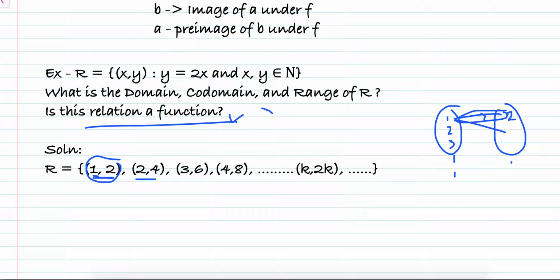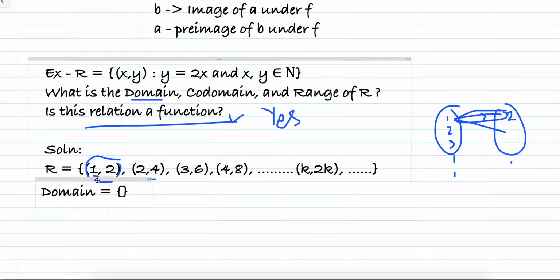So for this, the answer will be yes. And now we will find the domain, codomain and range of this relation. What will be the domain? The domain will be the set of the first element of each pair. So 1, 2, 3, 4.